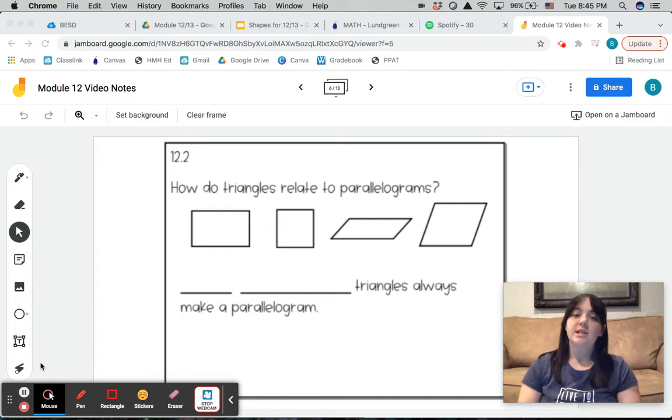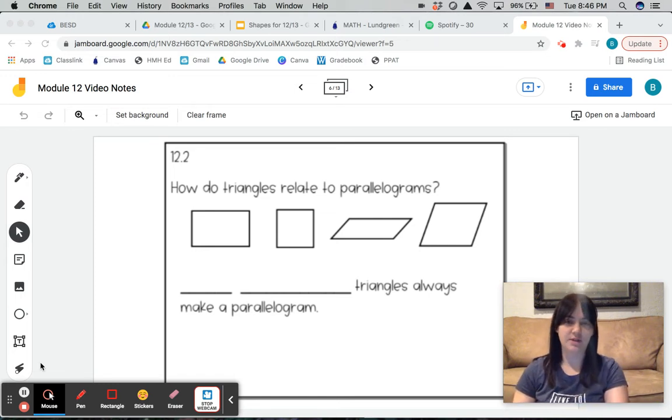Okay, 12.2 is all about triangles. So we just practiced and learned about parallelograms. Now we're going to learn about the area of a triangle. And believe it or not, triangles do relate to parallelograms. How do triangles relate to parallelograms, you might ask? Well, I'm about to answer that for you. We have here a rectangle, a square, a parallelogram, and another parallelogram. If we cut these a very certain way, exactly in half, it will give us two triangles.